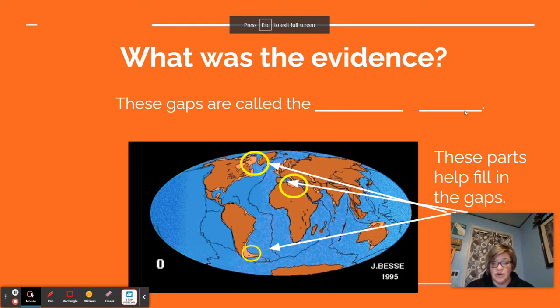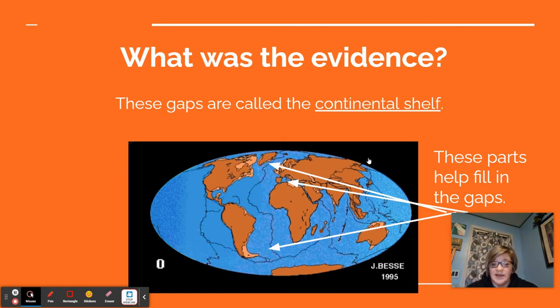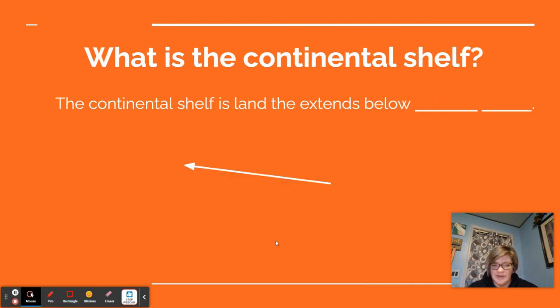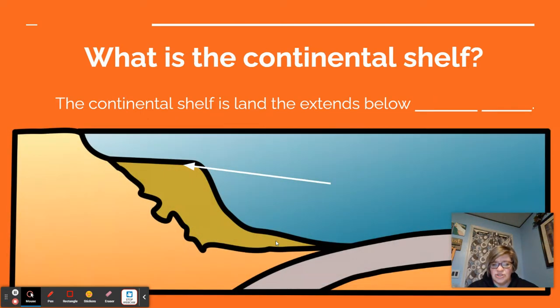the gaps are called what? You probably don't know this. Okay. It's called the continental shelf. It's a continental shelf. We can't see these pieces of landmass. What are they? What do you think they are if we can't see them? The continental shelf is land that extends below what? Where would the land be that we can't see it? What do you think? Below sea level, right?